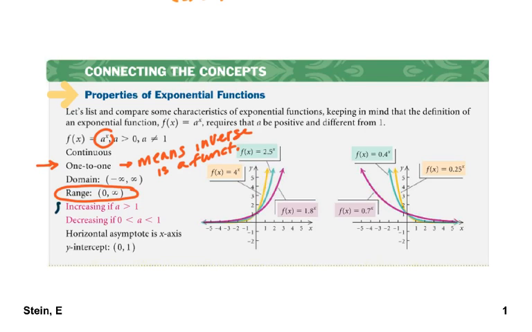So we have two other pieces here. If the base is a value that is greater than 1, it can't equal 1, but if it is greater than 1, notice all of these graphs increase from left to right. So if the base is greater than 1, like 4, 2.5, or 1.8, we have a graph that is increasing. And that means it rises from left to right.